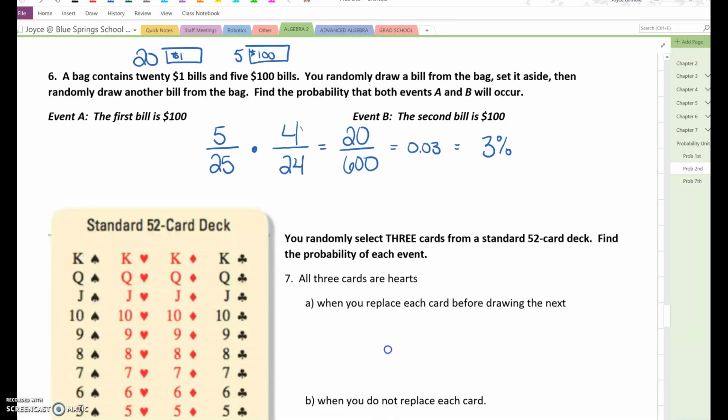The first year that I started teaching, I did probability problems with a standard 52 card deck. And I just kind of assumed that all of my students knew what a 52 card deck looked like. And I found out very quickly that that's actually not true. So let's do a quick intro about what is in a standard 52 card deck.